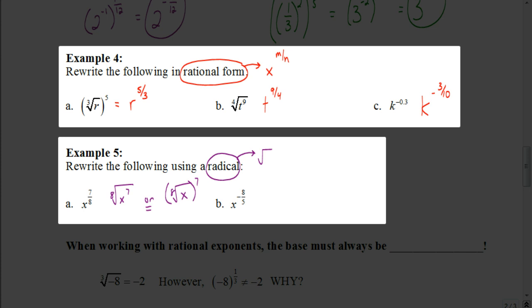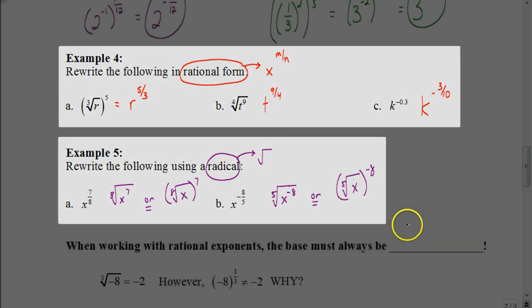Now when we deal with negative rational exponents, my root is always positive. So we're never going to have a negative root. So our root is always going to be positive. So I could say that this is going to be the 5th root of x to the negative 8th power, or I could write it like this, with the exponent outside the parentheses. So either one of those answers would be correct.